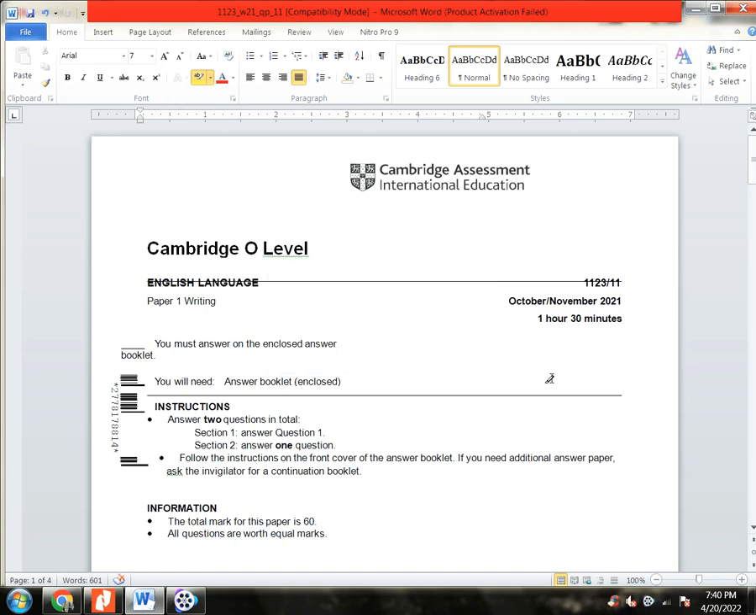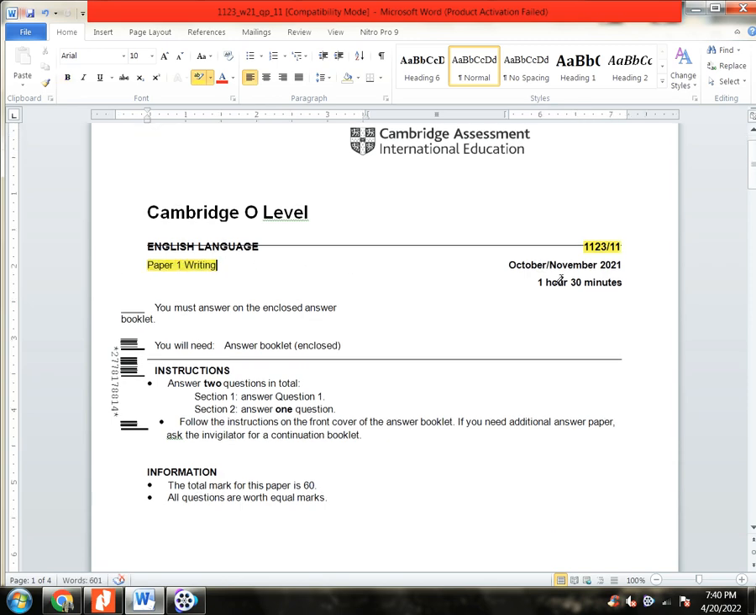So let's begin a walkthrough of an English language O-level paper. This is the October-November 2021 examination, and the course code is 1123, as you can see over here. So let's begin. We'll be doing paper 1 today, which is the writing paper. First note the time. It is a 1 hour 30-minute paper.